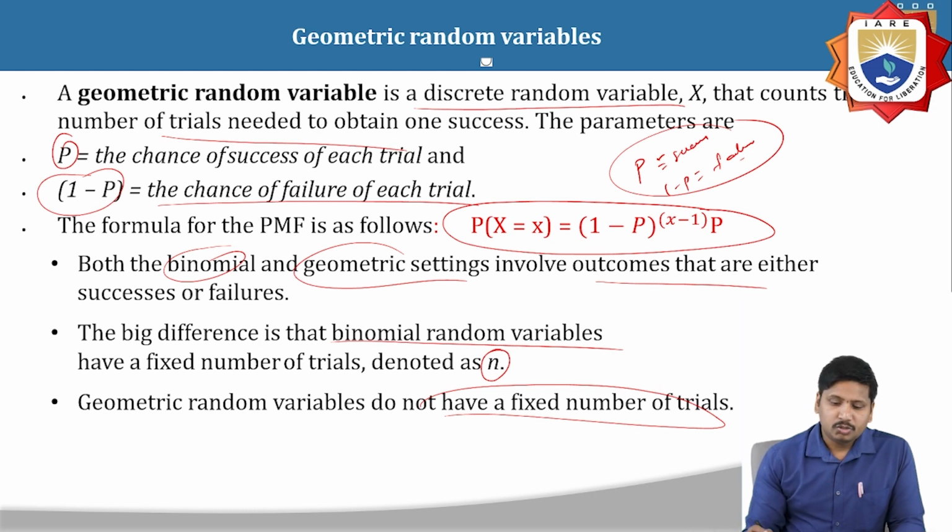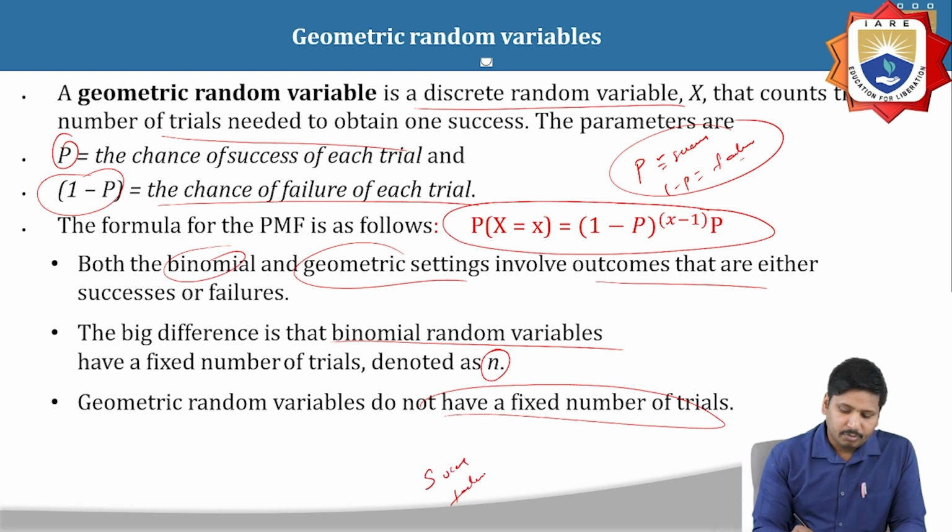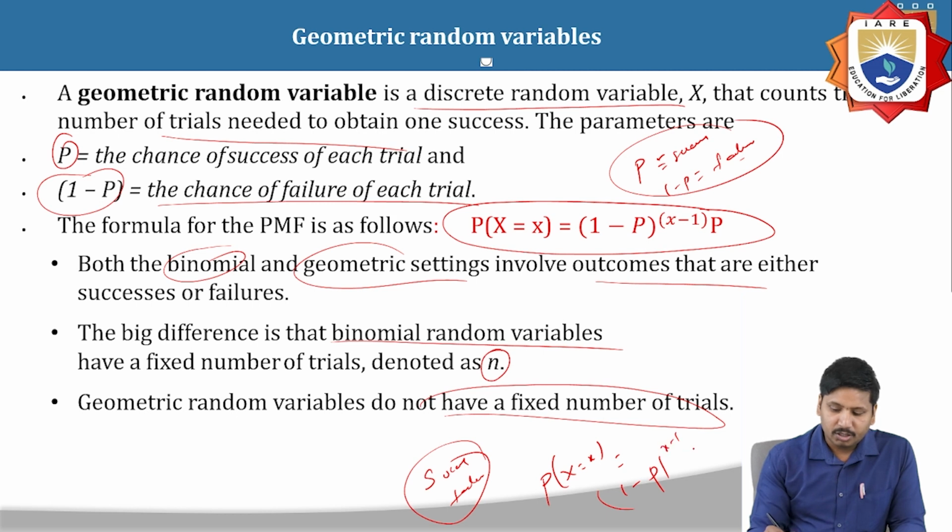So mainly this geometric random variable considers the number of trials until a success, with failures before it. So based on this, I can write the probability function as probability of X equal to x is (1 minus p) power x minus 1, into p.